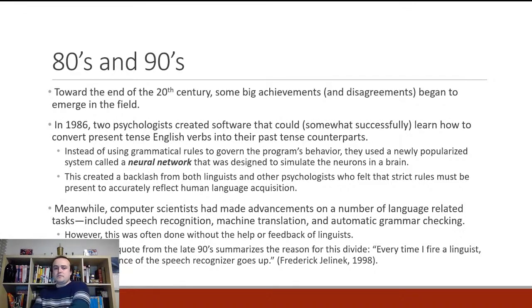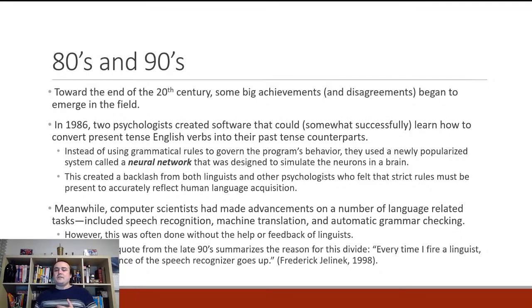On the other end of the spectrum, computer scientists had made a lot of advancements on a number of language-related tasks in the 80s and 90s. So they got a lot better at speech recognition, machine translation, automatic grammar checking, like you have in Microsoft Word where it gives you the little green line. All of that stuff was a lot better off in the 90s than it had been in the 80s and 70s and 60s. But a lot of that work in computer science was done without the help or feedback of linguists. So it was kind of divorced from the field of linguistics, even though it was dealing so much with language. And there's this famous quote from the late 90s that sort of summarizes the reason for that divide.